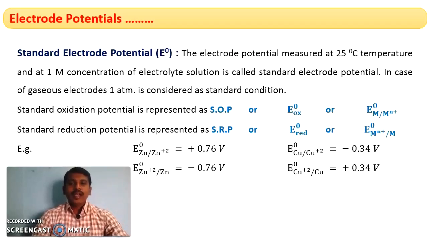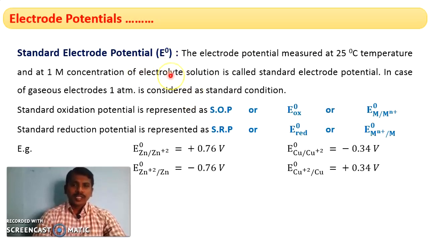Next one is standard electrode potential. Standard electrode potential is denoted with E naught. The electrode potential measured at standard conditions is called standard electrode potential. The standard conditions are 25 degree centigrade temperature and 1 molar concentration of the electrolyte. These two are the standard conditions if the electrode is a solid electrode, and if it is a gaseous electrode, 1 atmospheric pressure is also considered a standard condition. So the electrode potential measured at the standard conditions is called standard electrode potential.